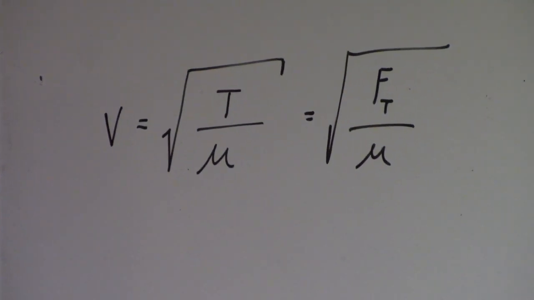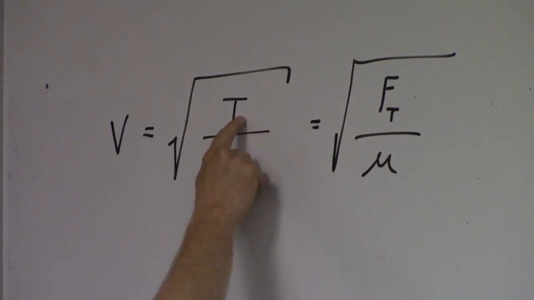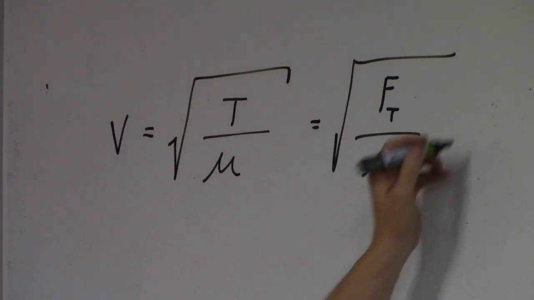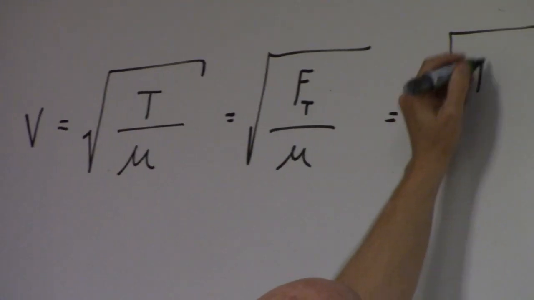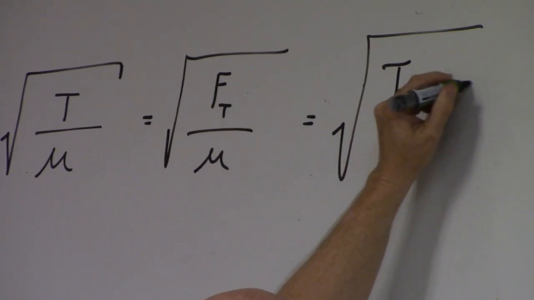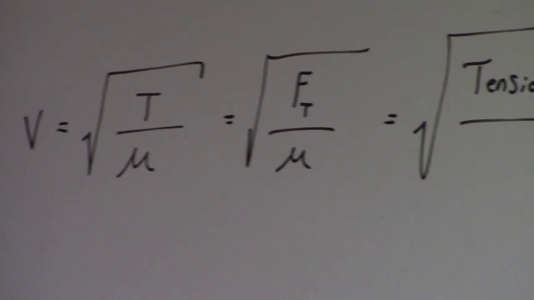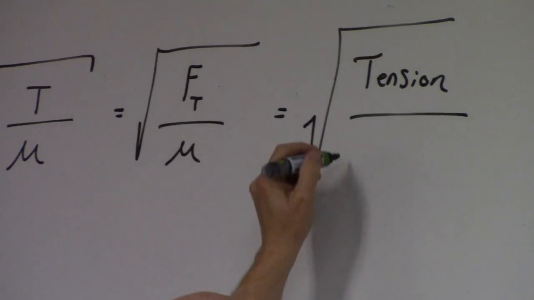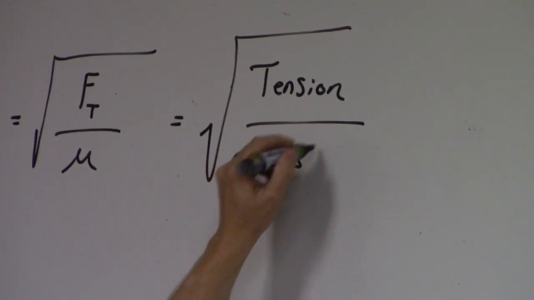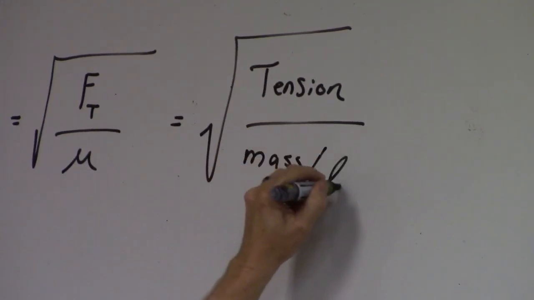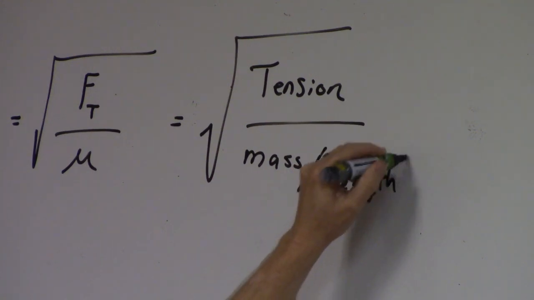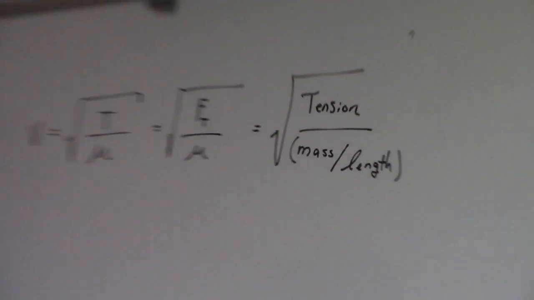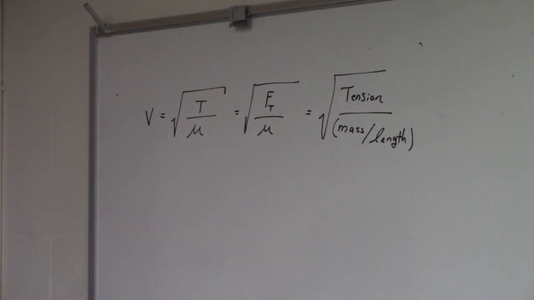Now, the T is for tension in the survey book, and the F sub T is the force from the tension. And so maybe I should just spell out then that the tension on the string is what's in the numerator, and the denominator is what we call the mass density. I won't write density, I'll just say mass per length. And so how much does the string weigh per length?